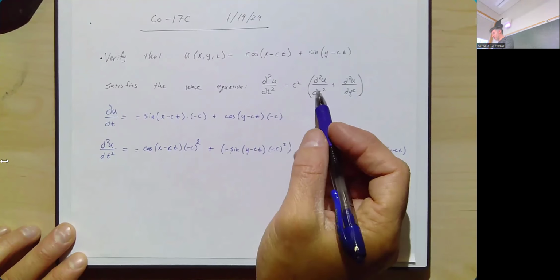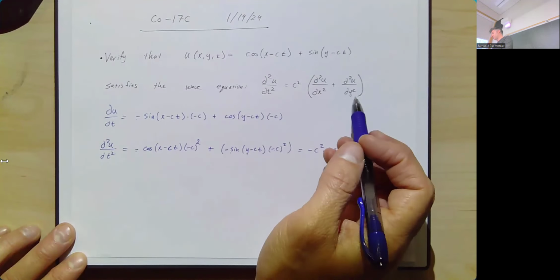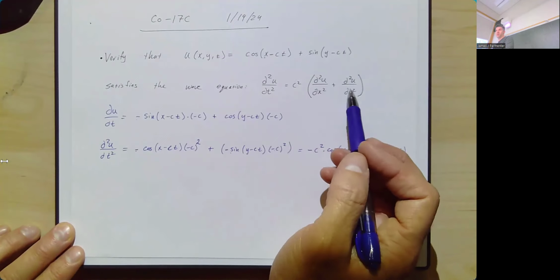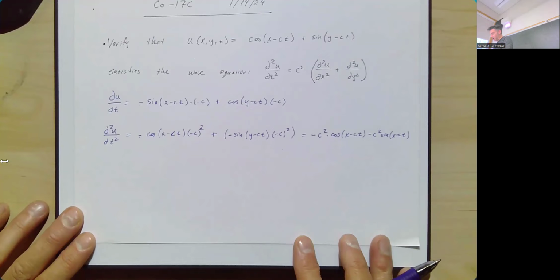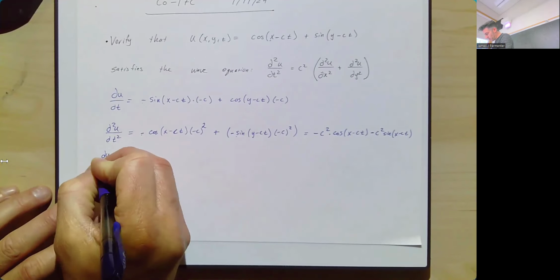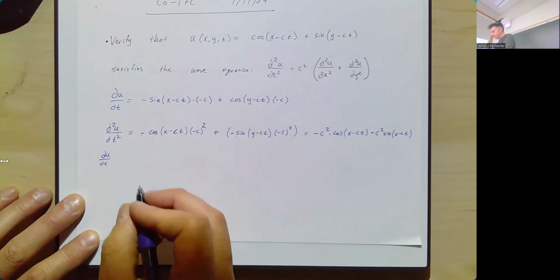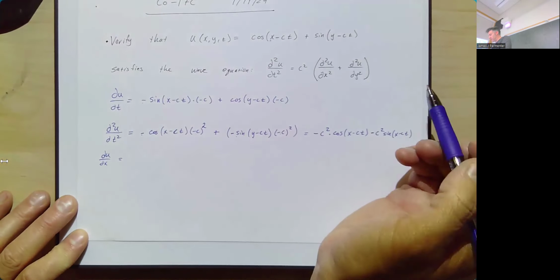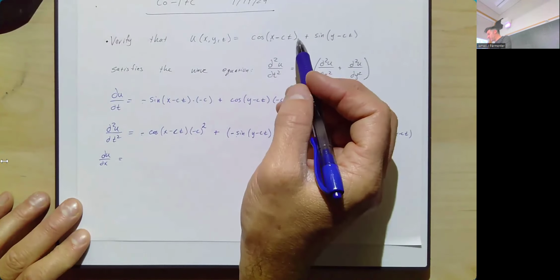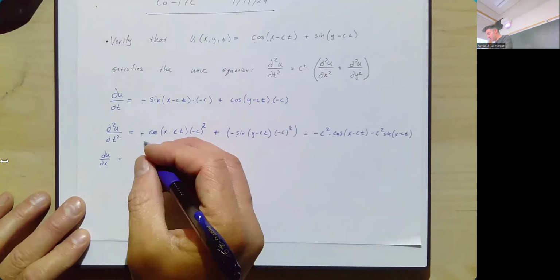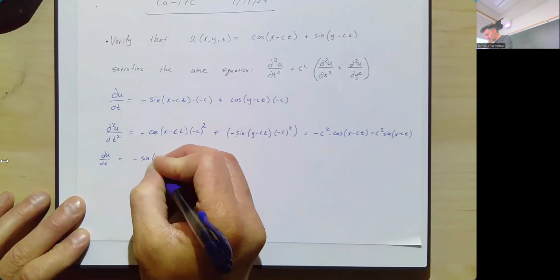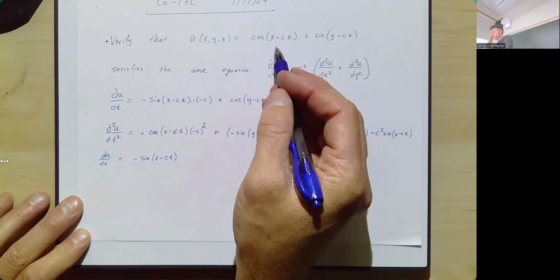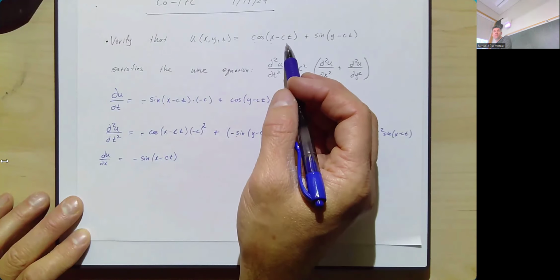Let's look at c squared times del squared u del x squared plus del squared u del y squared. And how I would probably do this is first by just finding these second partial derivatives. So let's go ahead and find del u del x. Now we're differentiating with respect to x. Hopefully I didn't make a dumb mistake. No, I didn't. So the derivative with respect to x of cosine of some stuff is going to be negative sine of that stuff. And now the derivative of the inside is 1. Derivative of x is 1, derivative of ct is 0.